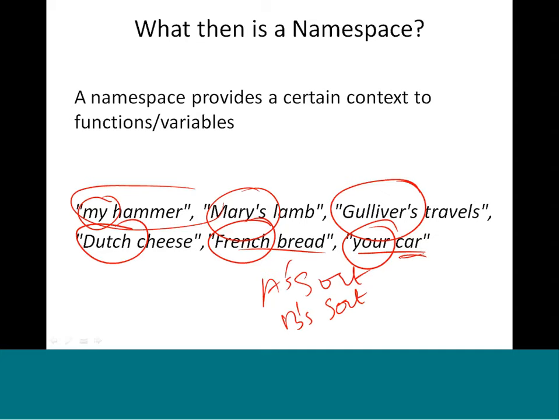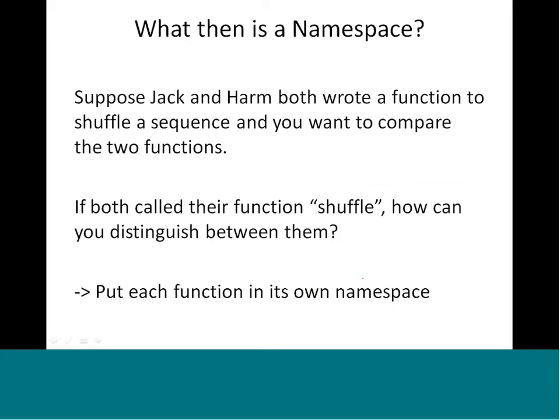So here is one example. I have two engineers, Jack and Harm. They both wrote a function to shuffle a sequence, and you want to compare the two functions. They both call this function shuffle. Now, how do you distinguish between them? The way to distinguish between them is to put the function in its own namespace.